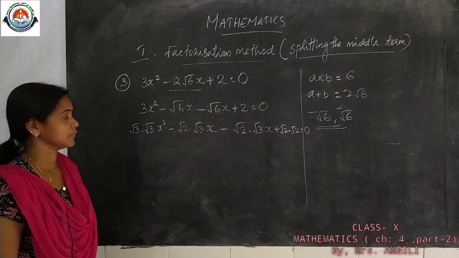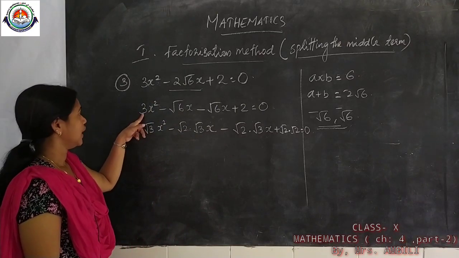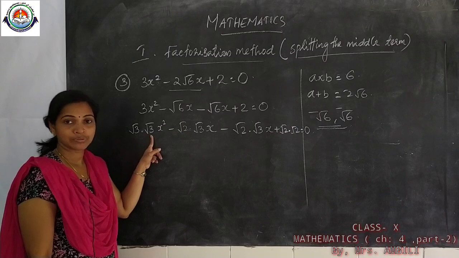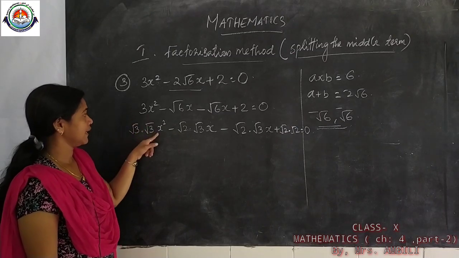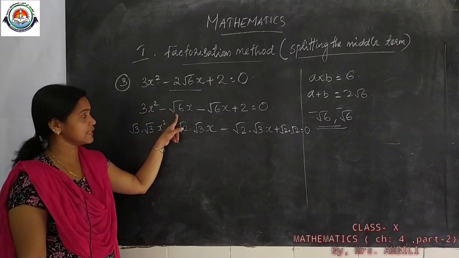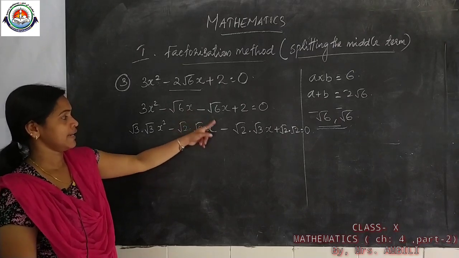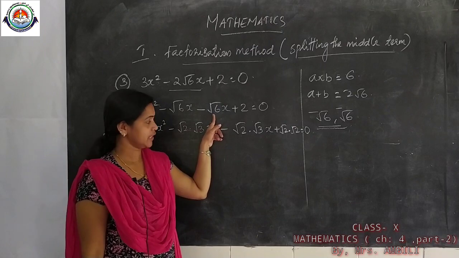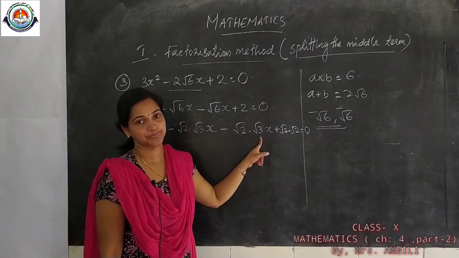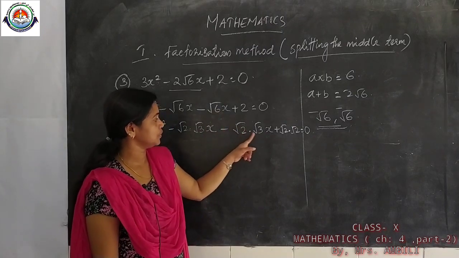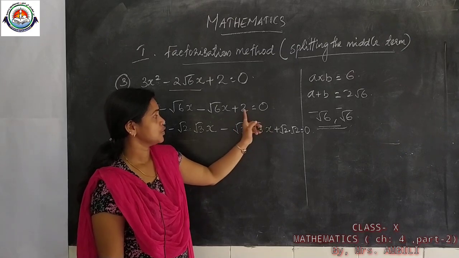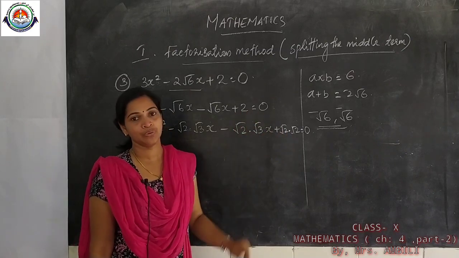Any doubt? 3 I wrote root 3 into root 3. Root 3 into root 3 is 3 x square minus root 6, I changed root 2 into root 3, x minus root 6 x, I wrote root 2 into root 3 into x, plus 2, I wrote root 2 into root 2, equal to 0.